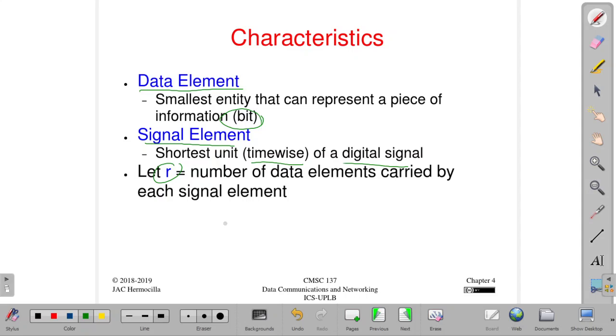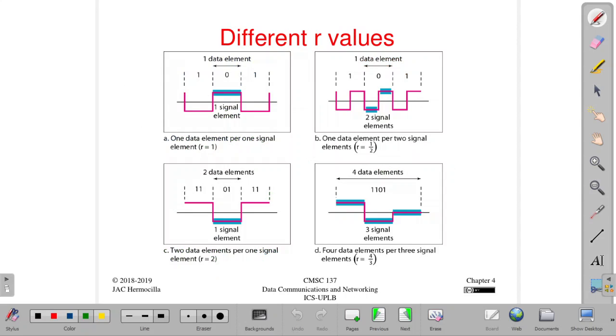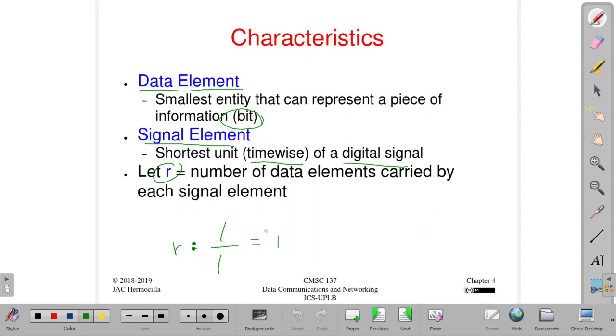So normally, if you have one data element, you have one signal element, therefore r equals 1. So if you have a 1:1 mapping, but it's also possible actually to represent multiple data elements with just a single signal element and the other way around. So let's take a look at the different r values. Again, r is the number of data elements carried by each signal element.